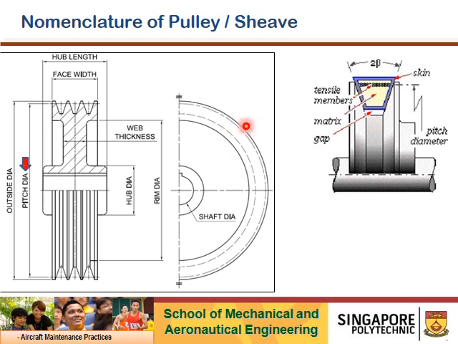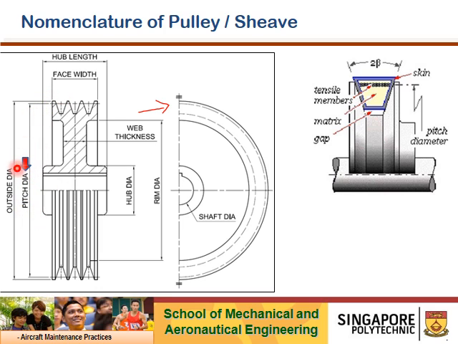Nomenclature of a pulley. These slides talk about the pulley terms, and you can see that a V-belt is seated on the pulley top. Over here is the cross-sectional view of a pulley. You can cut away this pulley and look at this position from this direction, and what you will see will be this.